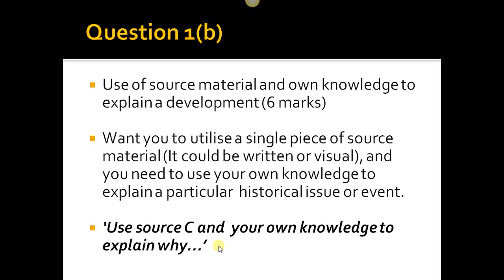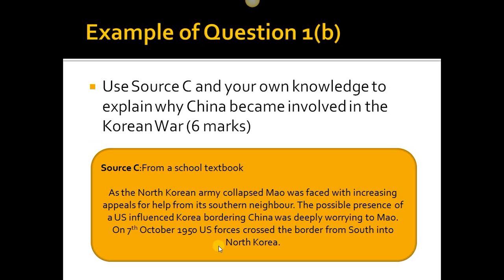Okay. We want you to utilize a single piece of source material. Again, it could be written or visual, so it could be a poster, or a speech, or from a textbook, and then you need to use your own knowledge to explain a particular historical issue or event. So an example of question 1b, in China under Mao, 1949 to 1976, is: use source C and your own knowledge to explain why China became involved in the Korean War.